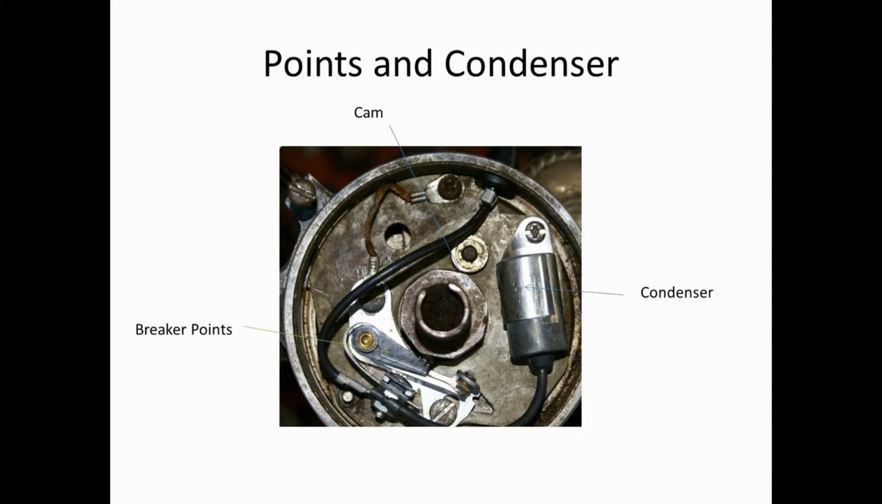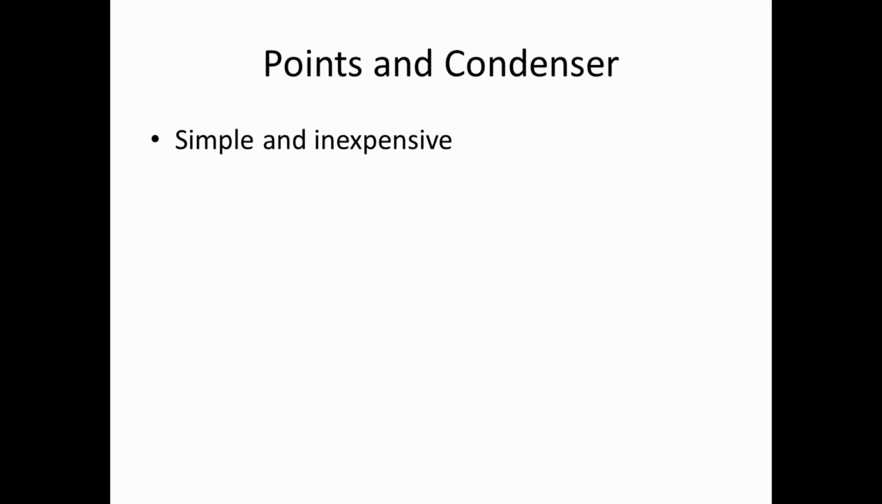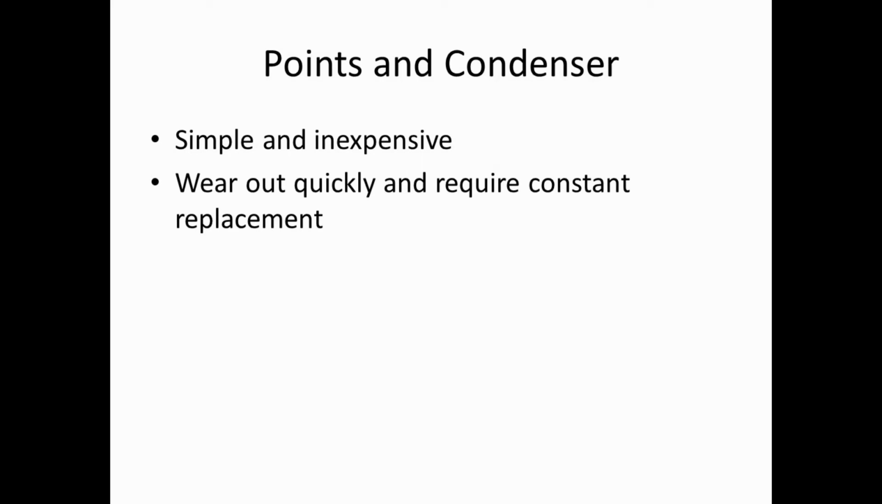We have our condenser, which we'll get into the operation of, but that's a very essential part of this system. And our points are basically connected directly to the ignition coil as they ground out the coil and allow the ignition to fire. So points and condenser are simple and relatively inexpensive. The only problem is they wear out very quickly, and they do require constant replacement and adjustment.